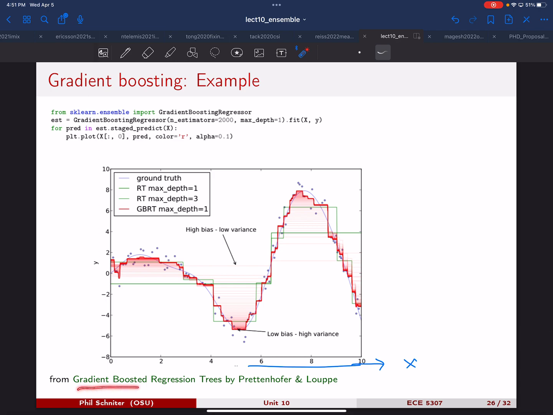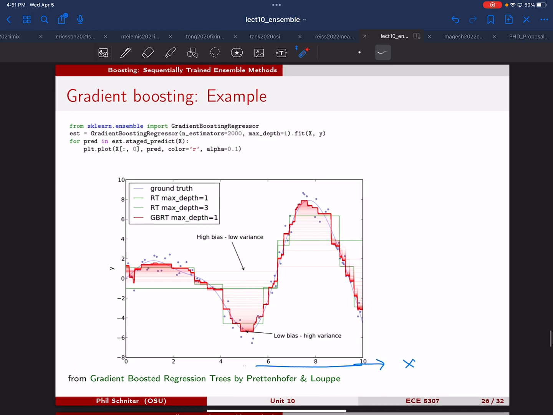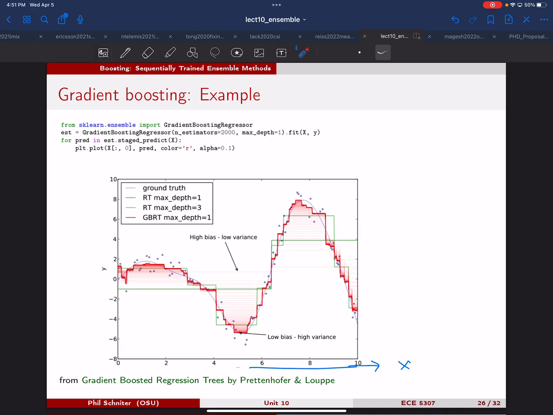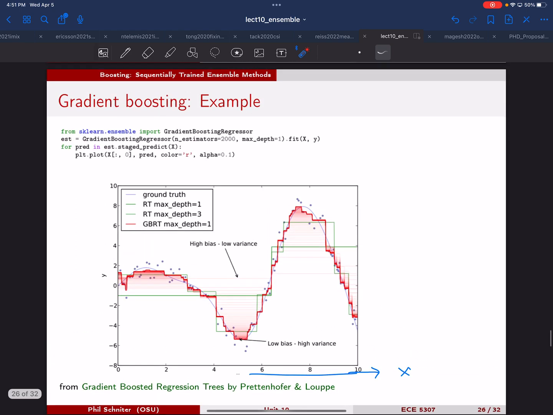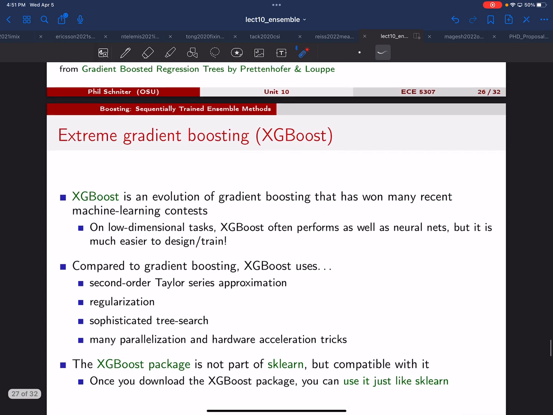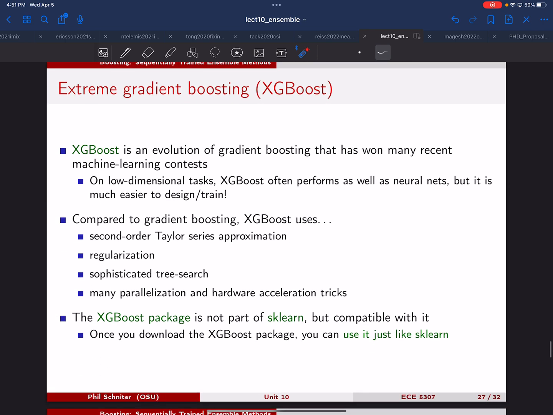And this is from some, I can't remember exactly if that's online or a paper or what, but basically there are other nice tutorials about this stuff if you're interested. Okay, so that's it for gradient boosting. Any questions?